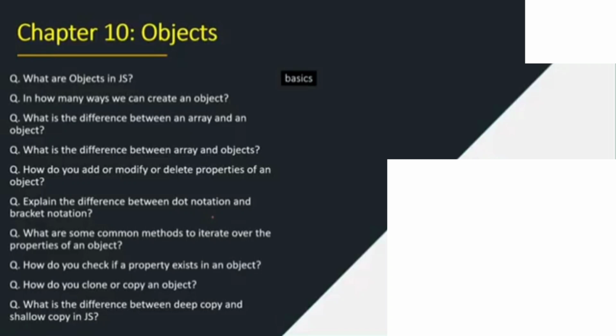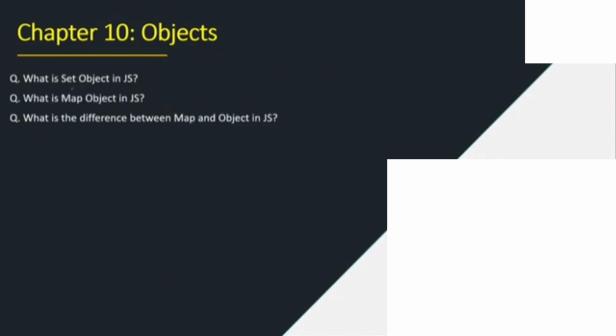Now here is the 10th chapter of this course, objects. Here first we will revisit the basics of objects, and then we will see questions on how to create objects, how to create, modify and remove the properties of objects. And then we will check questions on copying and cloning the objects. Finally, some questions on built-in objects like set object and map objects. So let's start exploring them.